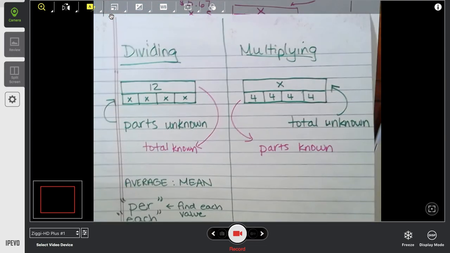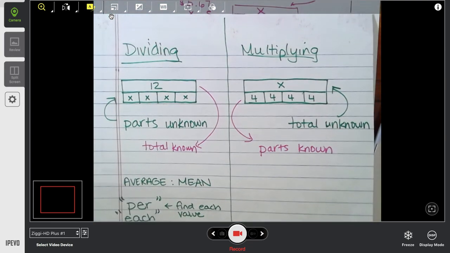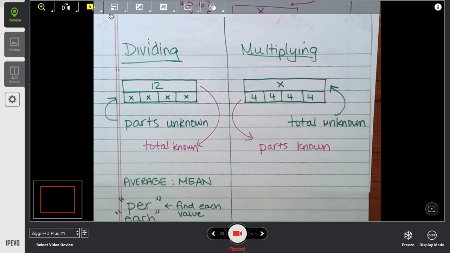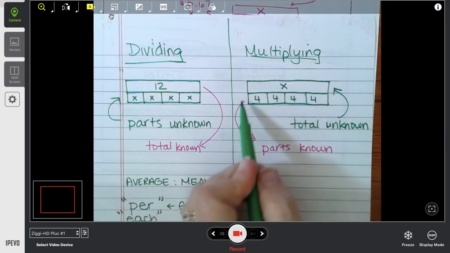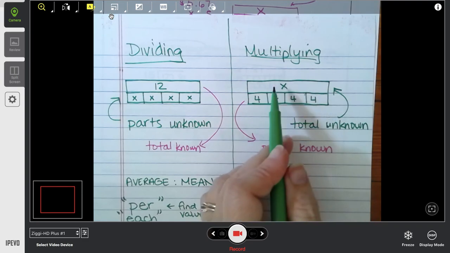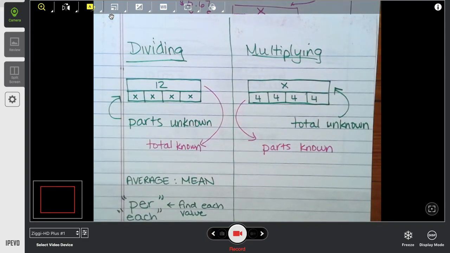So remember, the key to figuring out multiply or divide is knowing what information they've given you. If they've given you the total and you have to figure out the parts, you've got to divide. If you know all the parts but you're missing the total, it's a multiplication problem. Okay?